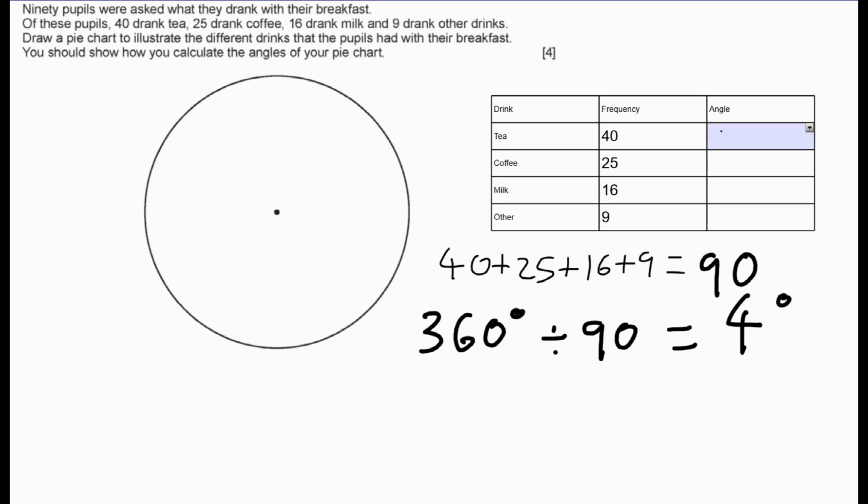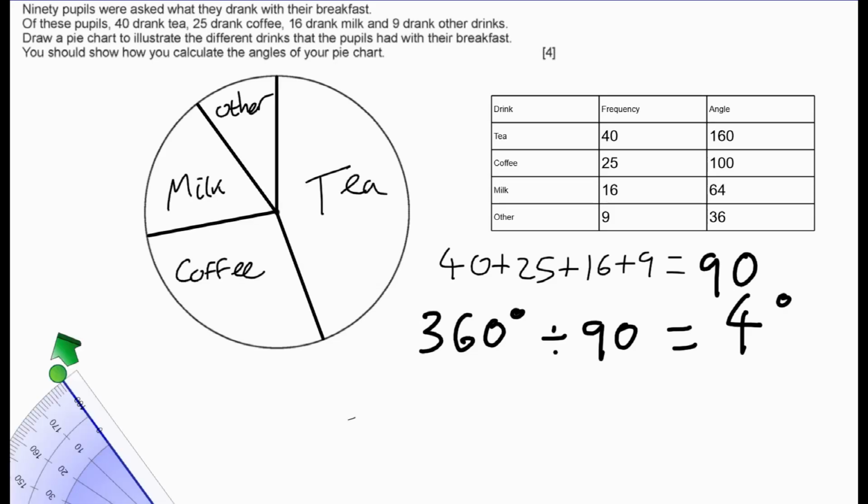So 40 times 4 is going to be 160. 25 times 4 is 100. 16 times 4 is 40. And 24 times 4 is 64. 9 4s are 36. And we can add those up to 360 to check that we're right, and now we can draw the pie chart. And that should be what your pie chart looks like.